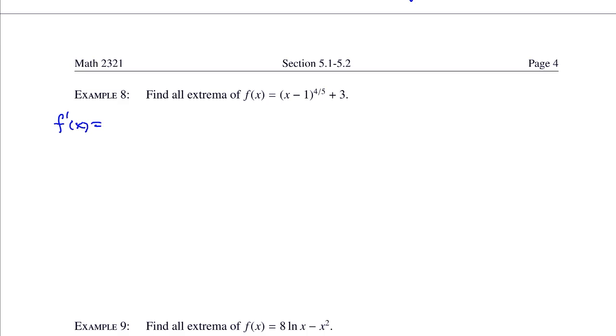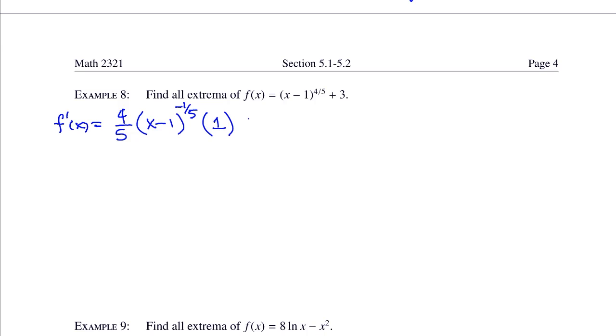Okay, we've got a power function here. So we're going to bring the 4/5 to the front, times the inside unchanged, lower the power by 1, and what's the new power? Negative 1/5, times the derivative of the inside. The inside is pretty trivial. It's x minus 1, so the derivative of that is 1. Nothing new to gain there, but you still need to think about it. Think about the chain rule all the time. And then the derivative of 3 is 0, so that's the end of that.